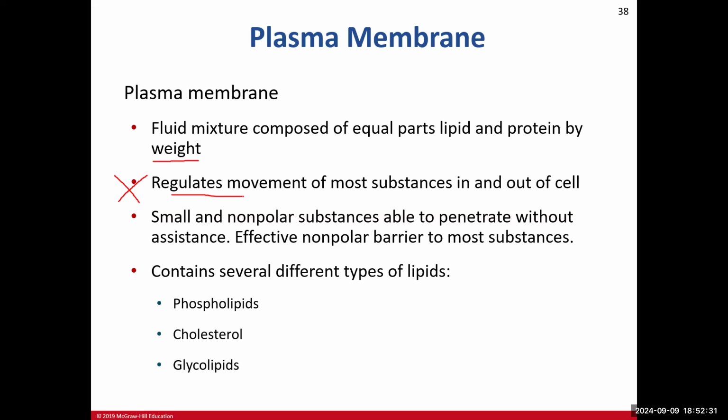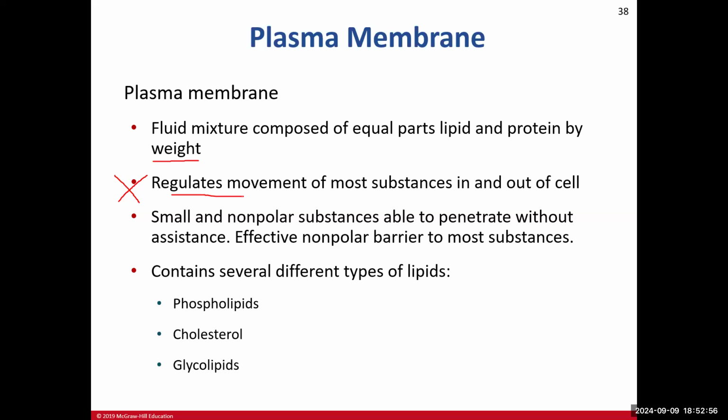And that's very important because we don't want anything just rushing into a cell. If water could just come into a cell, guess what could happen? What happens if you overfill a water balloon? It'll pop. So we don't want stuff just coming into the cell as it pleases, and we don't want stuff leaving the cell. So the plasma membrane plays a huge role in allowing certain substances to enter and certain substances not to enter.